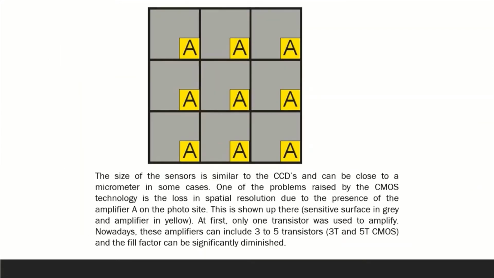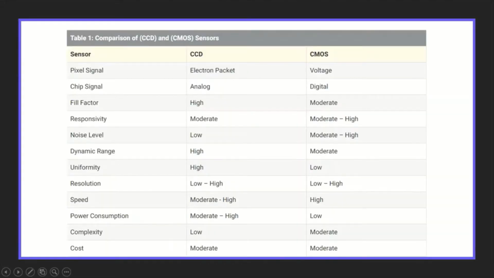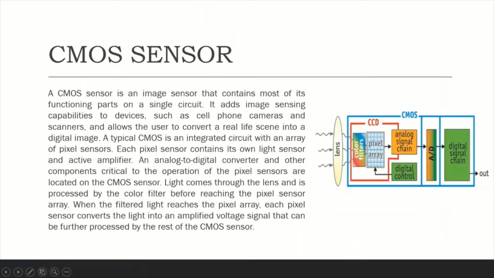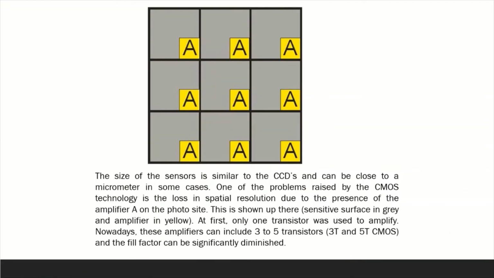The size of the sensors is similar to the CCDs and can be close to a micrometer in some cases. One of the problems raised by the CMOS technology is the loss in spatial resolution due to the presence of the amplifier on photosites. This is shown up there. At first, only one transistor was used to amplify. Nowadays, these amplifiers can include 3 to 5 transistors and fill factors can be significantly diminished.